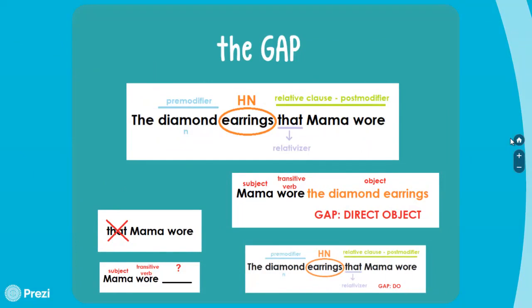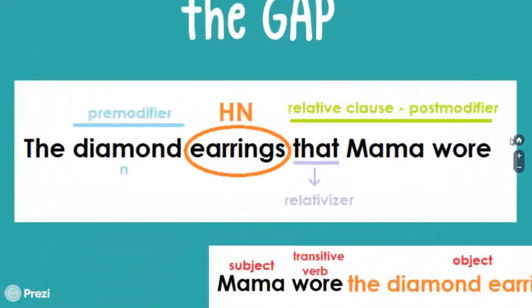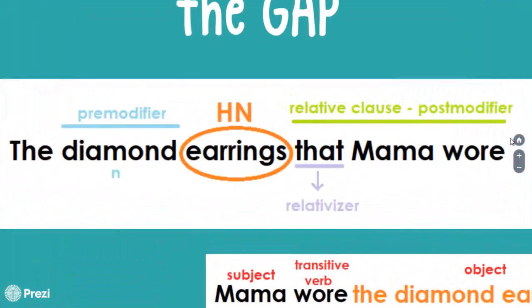Let's first identify the components of this clause. Please note that in this case we have a complex noun phrase made up of a head noun, which is earrings. In this case, this head noun has a premodifier, which is a noun, and it also has a postmodifier, which is a relative clause. This relative clause begins with the relativizer that, and as we know, this is a relative clause, we need to find the gap position.